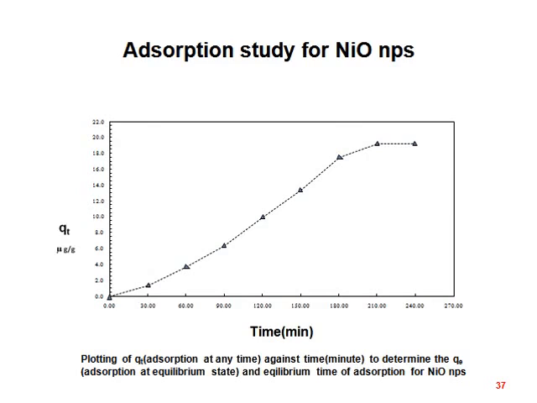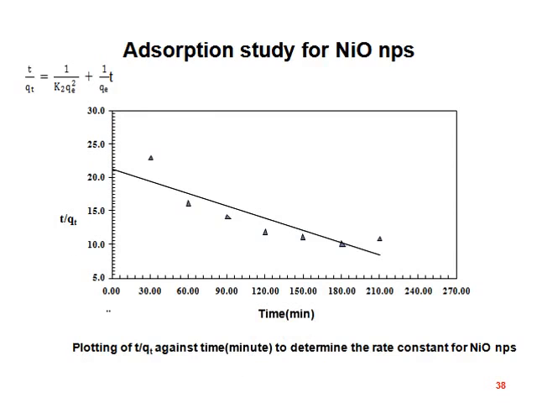The values of Qt against time are then plotted, and Qe, that is adsorption at equilibrium time, as well as the equilibrium time of adsorption are noted. Then the rate of adsorption was checked. From the figure it is confirmed that the adsorption by nickel oxide nanoparticles also follows the pseudo second order kinetics. And in this case, the rate constant K2 is 1.27 × 10^-4 gram per microgram per minute.